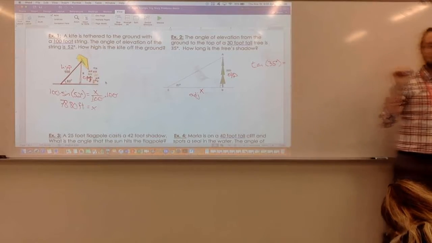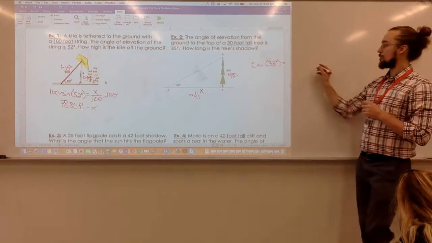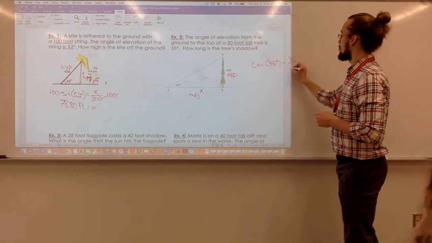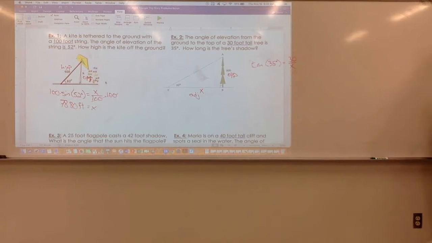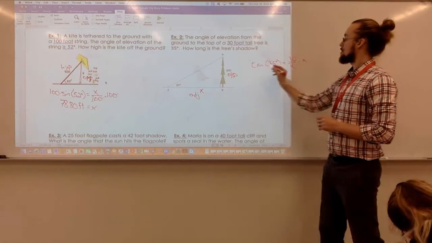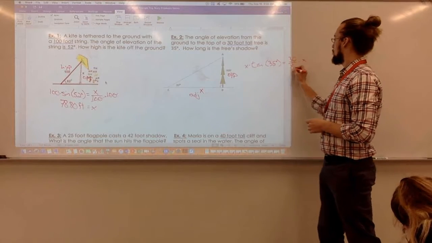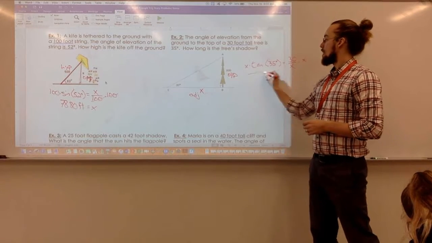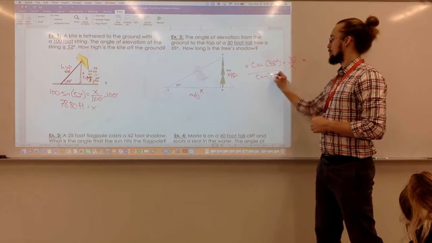Tangent of 35 equals 30 over x, right? Opposite over adjacent. So how do I solve that? This is actually a two-step problem, right? We'll multiply both sides by x and then divide by the tangent of 35.